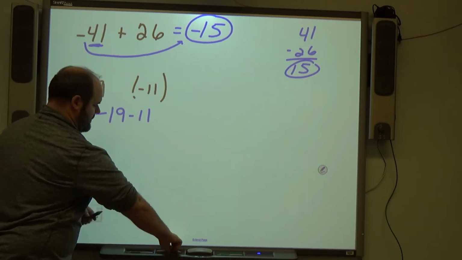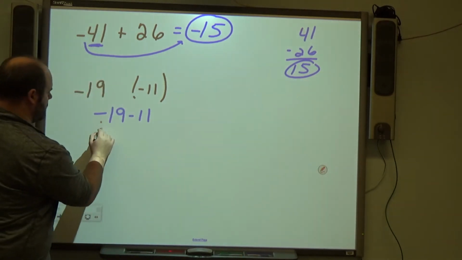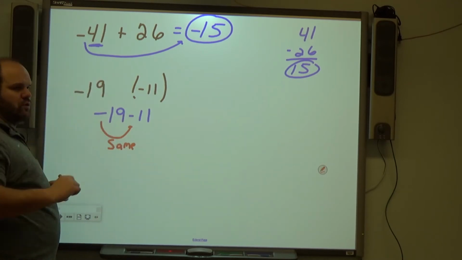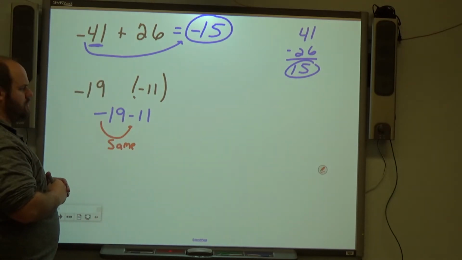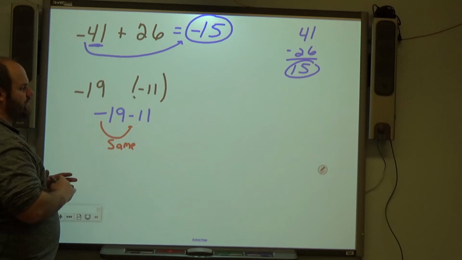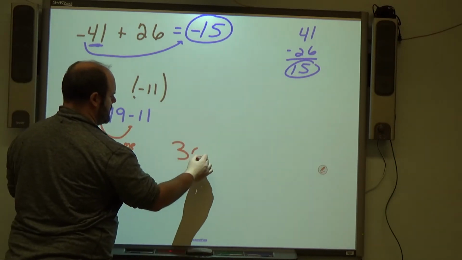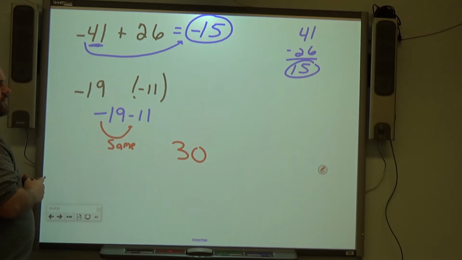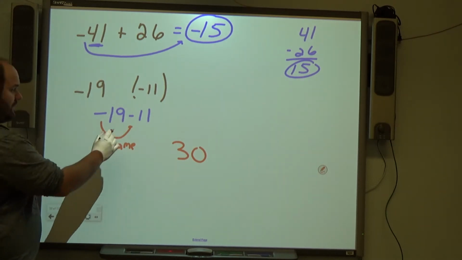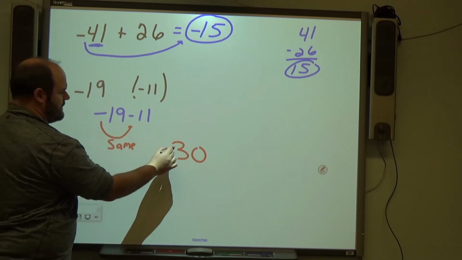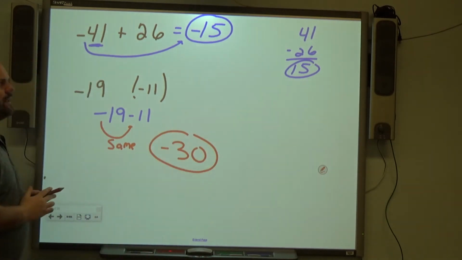If you look, these 2 signs are the same. Go back to your rules. Read what your rules say. Your rules say add the numbers. 19 plus 11 is 30. And then it says keep the common sign. The common sign is a negative sign. So I have to apply my negative sign to my answer, so I get a negative 30.